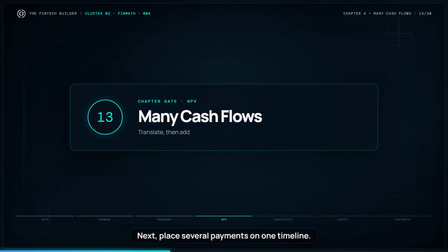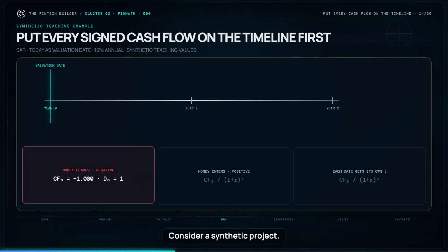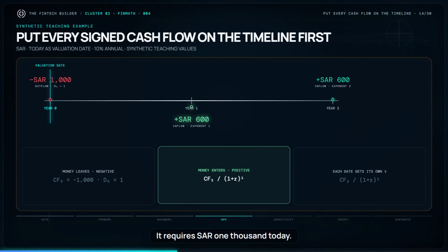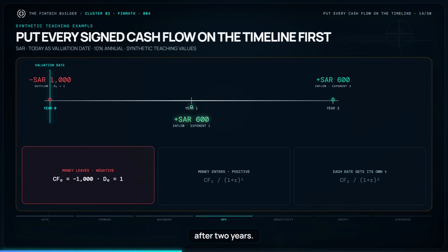Next, place several payments on one timeline. Translate each one separately, then combine them into net present value. Consider a synthetic project. It requires SAR 1000 today. It is expected to return SAR 600 after 1 year and another SAR 600 after 2 years.